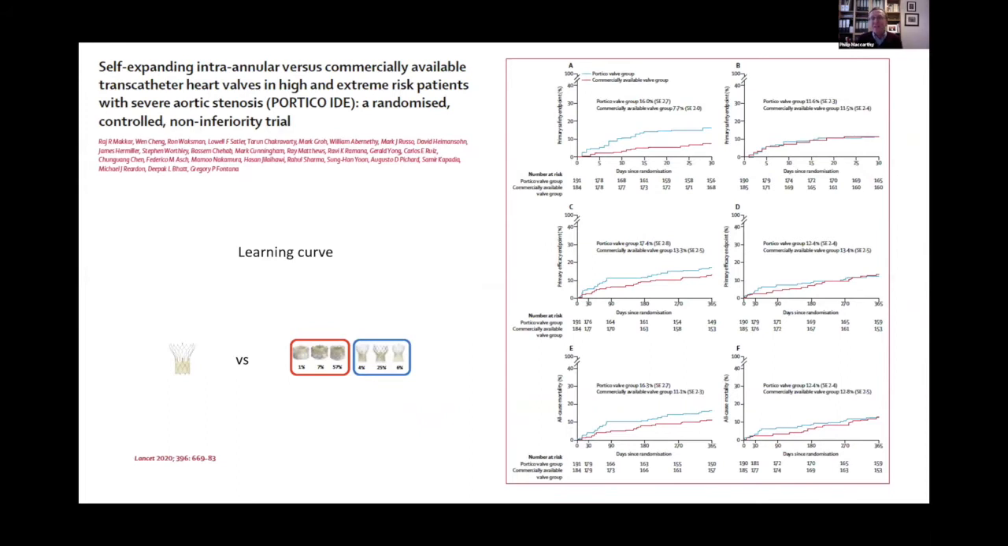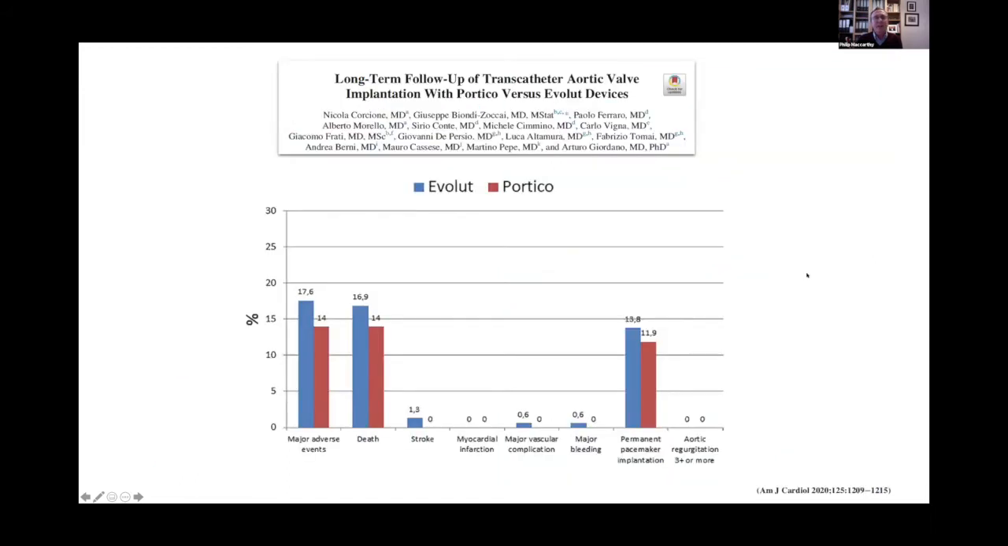But the interesting thing shown on the right is that if you look at the first half of patients recruited, there was a difference between the valves, but in the second half of patients recruited, there was no real difference. So it does infer that there's a learning curve with this device. And if you look at long-term outcomes with the first generation Portico, these are quite good. This is quite a large study, good quality, shows lower MACE events and lower death with Portico compared to Evolut.